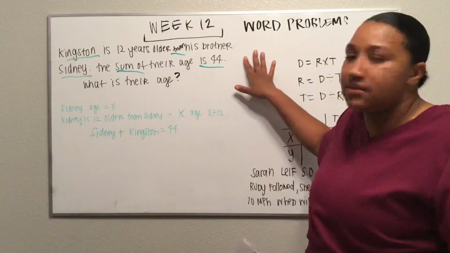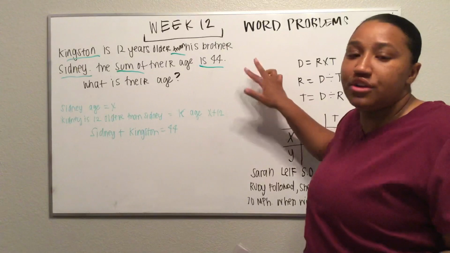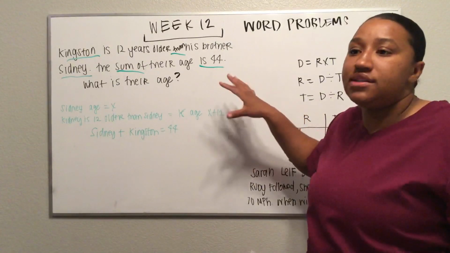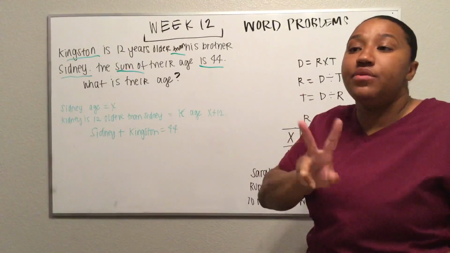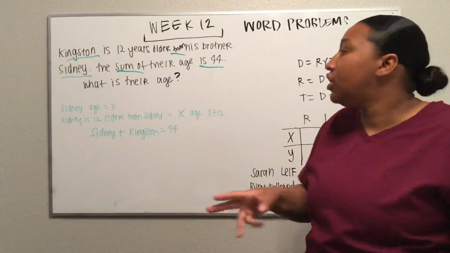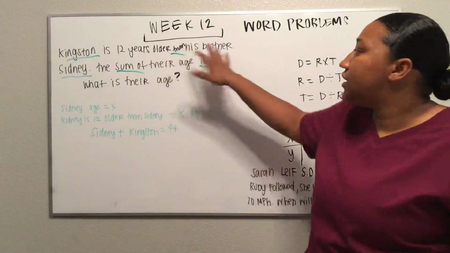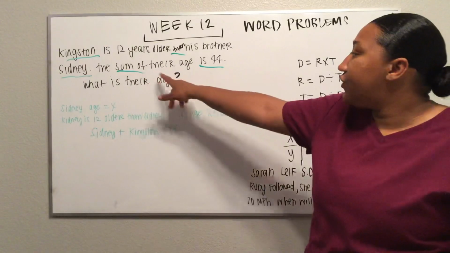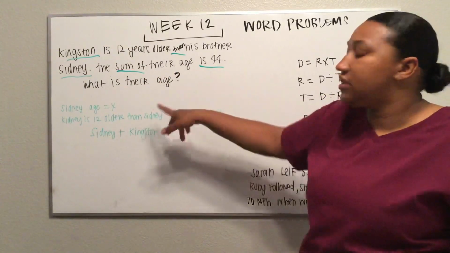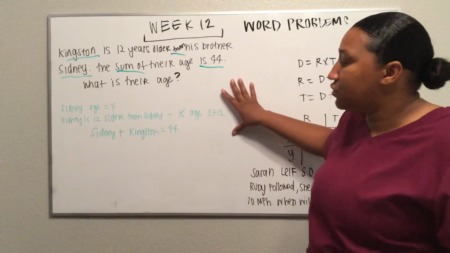This is a word problem that has to do with finding two different numbers when all you know is the sum of those unknown numbers. It says Kingston is 12 years older than his brother, Sydney. The sum of their ages is 44. What are their ages? For the sake of time, I just wrote this out.